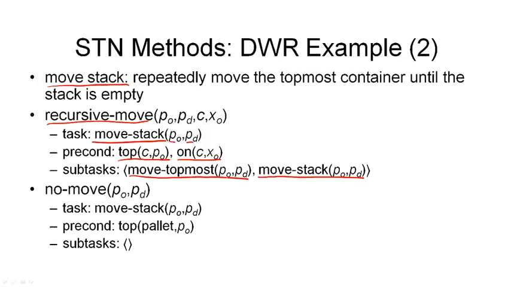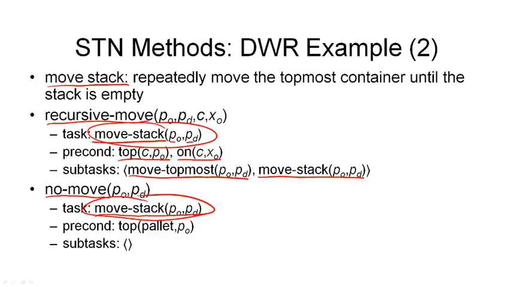But we have a second method described here, and that is the no-move method. And let me start with the task this time. The task for this method is the same task as before. So here we have move stack from PO to PD, and here we have move stack from PO to PD. These two methods accomplish the same task. But the two methods have different names and they have different preconditions.